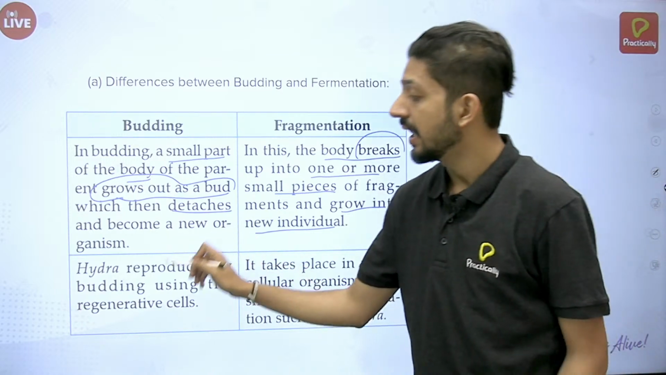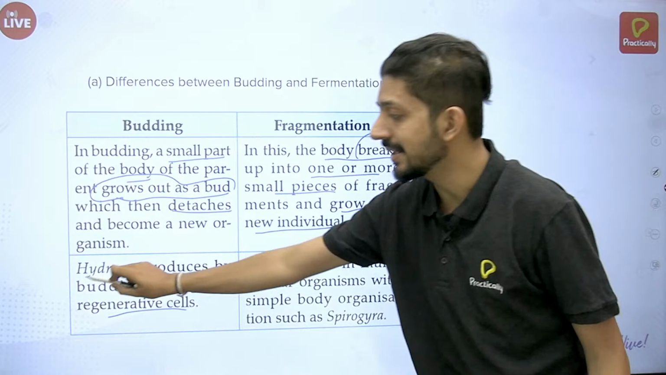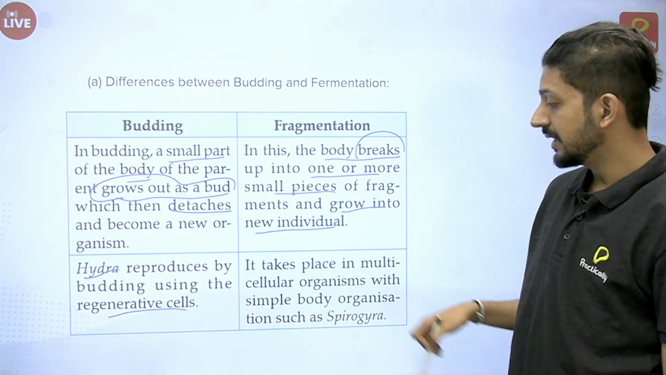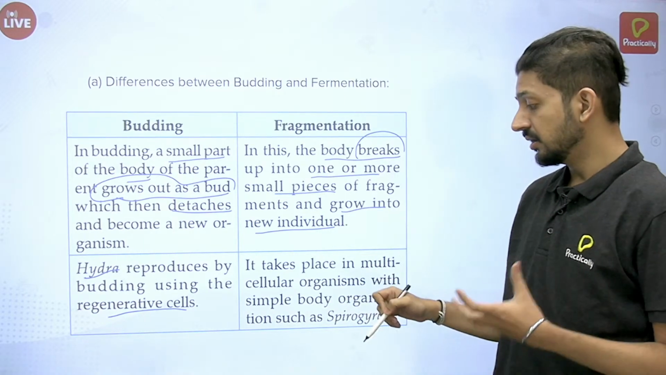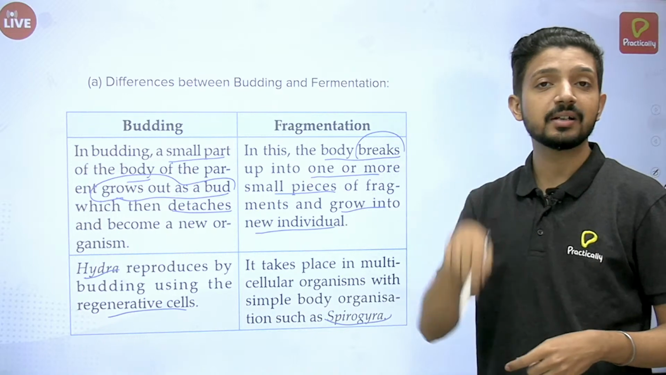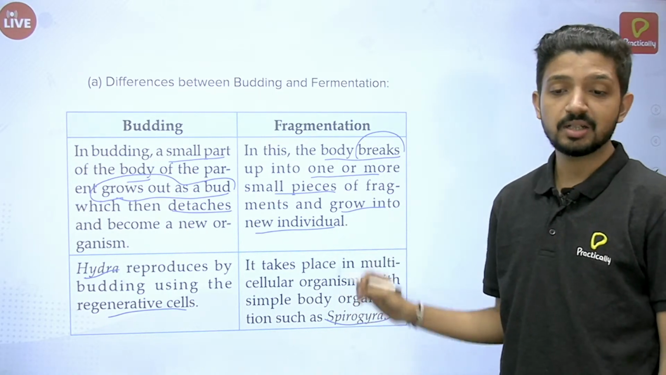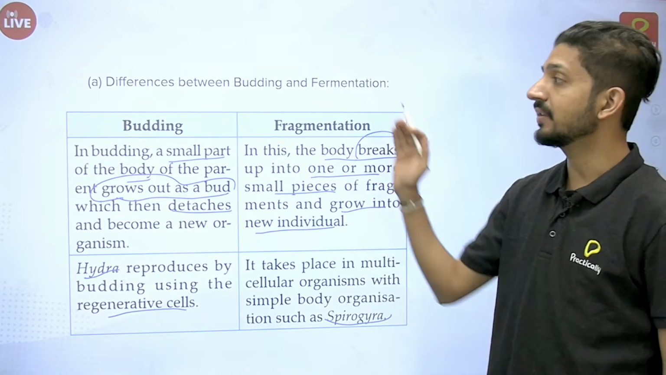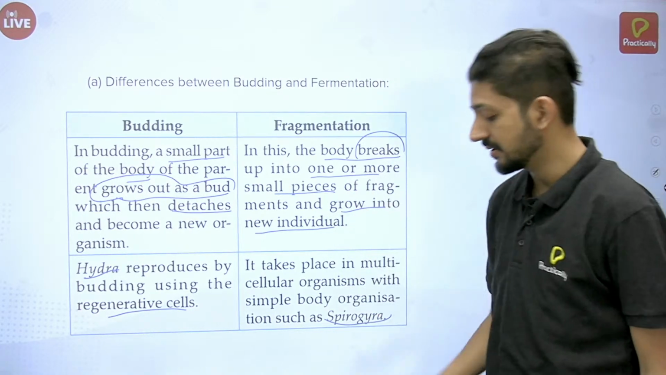For example, you can write, Hydra reproduces by the process of budding using regenerative cells. Hydra is the example here. And fragmentation takes place in multicellular organisms with a simple body organization like that of Spirogyra. Spirogyra, we all know, is the filamentous green organism. So this is the difference between budding and fragmentation. If you write 2 points, you will get full marks for this answer.